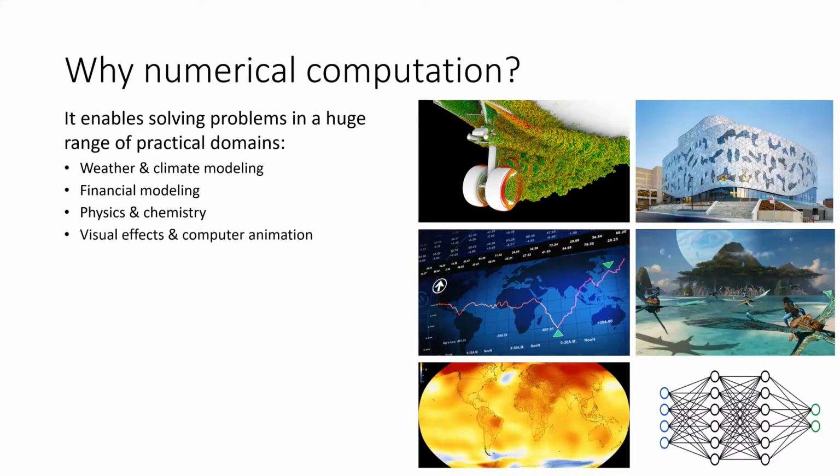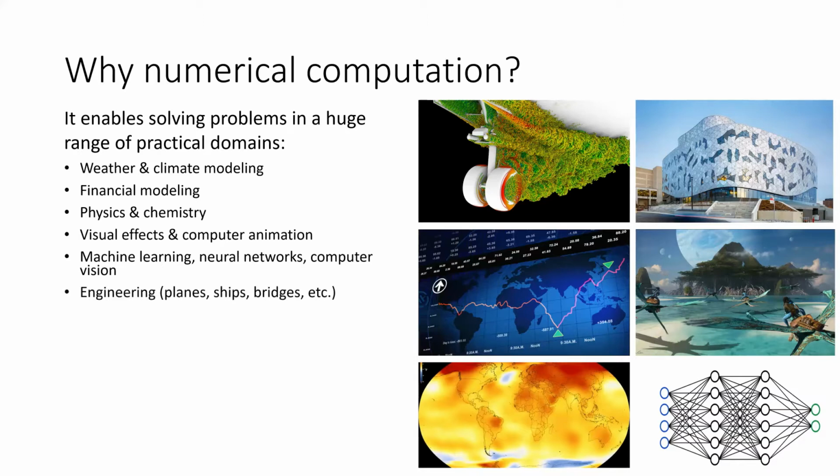My area of expertise is visual effects and computer animation, and I've included an image from the movie Avatar 2 on the right-hand side there. Machine learning, neural networks, computer vision, all of these things fundamentally involve working with real numbers and continuous math. Many engineering applications involve numerical computation, such as the landing gear of an airplane that I'm showing in the top left there. We're visualizing the airflow around those structures.